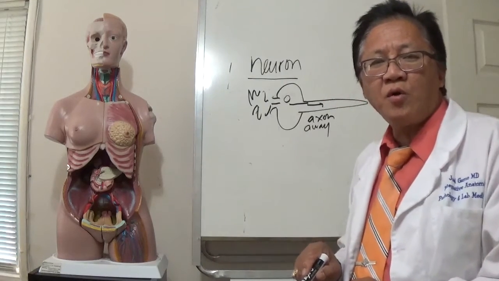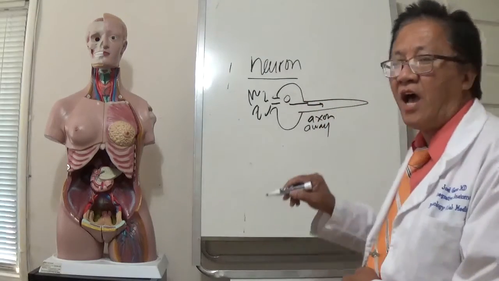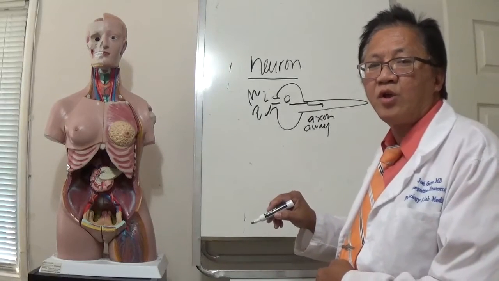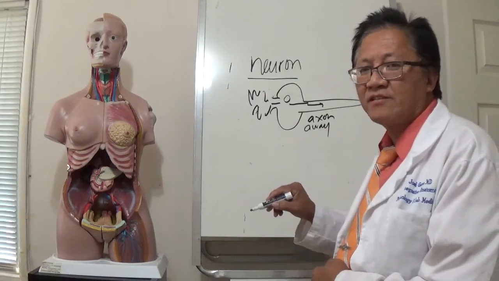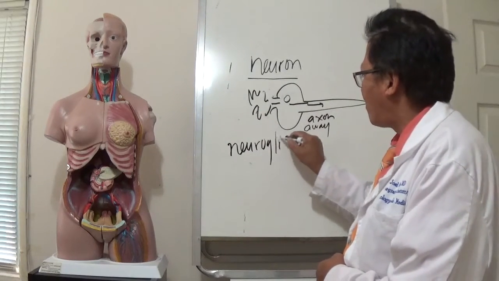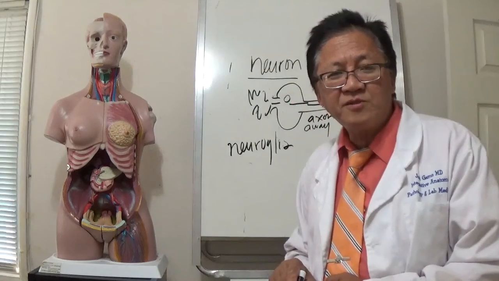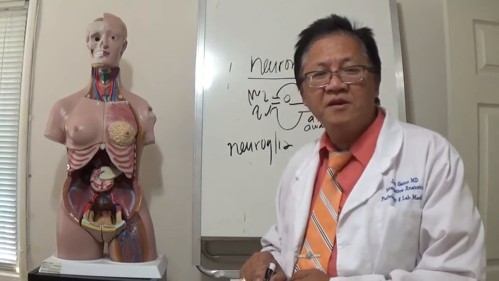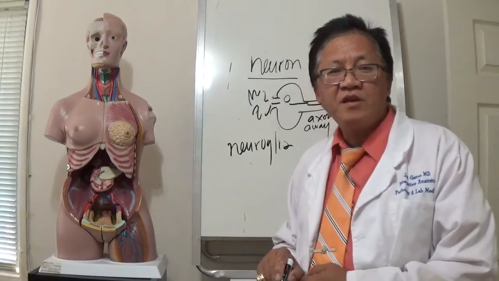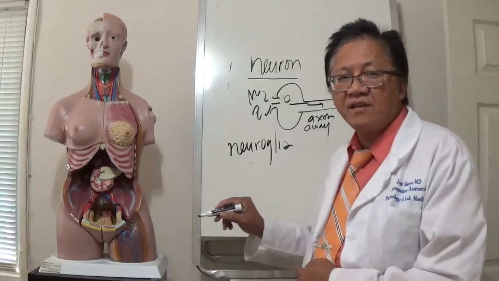So these neurons are what we call the nerve cells. Now there is another type of cell that you find in your brain. We call them neuroglial cells or glial cells. Neuroglial cells are the supporting cells. They are not responsible for the transmission of nerve impulses, but they are responsible for protecting and supporting the neurons, or the nerve cells.